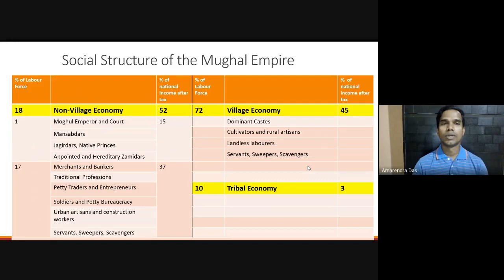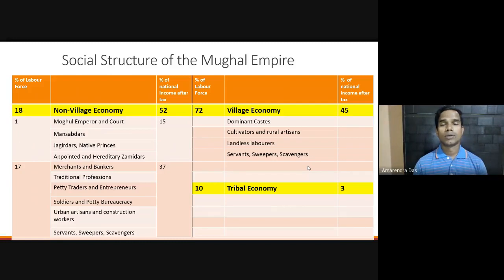This is basically the social structure of the Mughal Empire: the Mughal emperor and court, Mansabdars, Jagirdars, native princes, and appointed and hereditary zamindars. They contributed about 15% to the national income. Then merchants and bankers, traditional professions, petty traders and entrepreneurs, soldiers, petty bureaucracy, urban artisans, construction workers, servants, sweepers, and scavengers in urban areas contributed 37% to the national income, and they constituted 70% of the labor force.